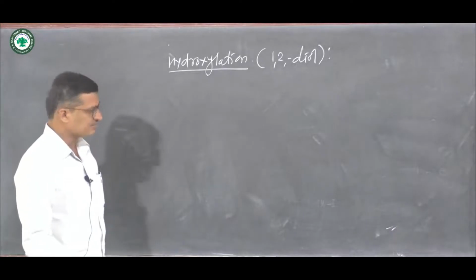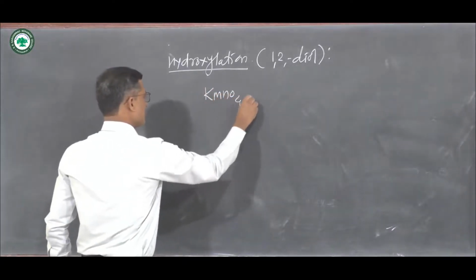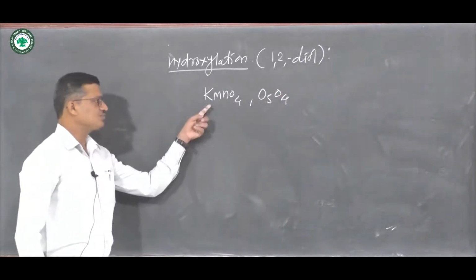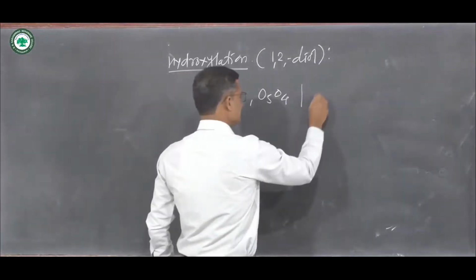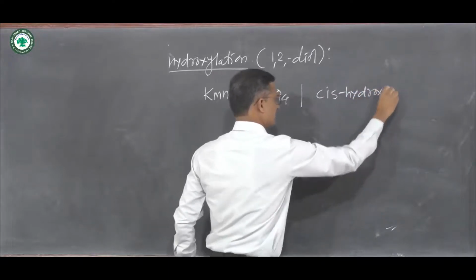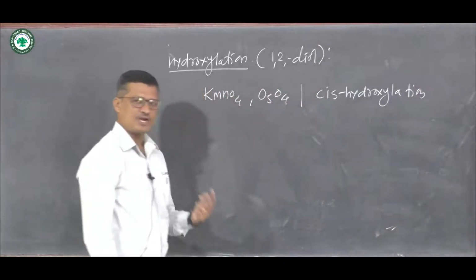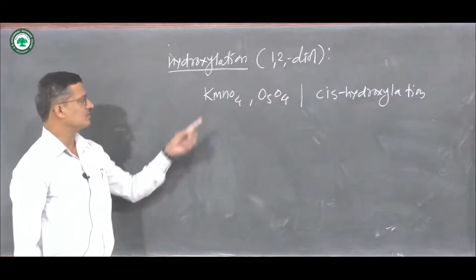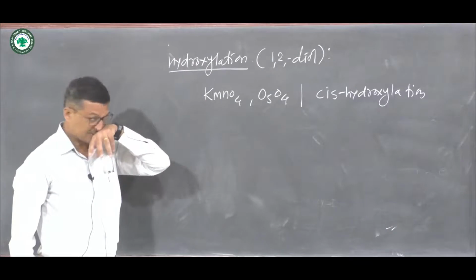In the case of this hydroxylation, we use KMnO4 or OsO4, osmium tetroxide. These two reagents we use for hydroxylation, and then we get a cis hydroxylation product. So if we want both hydroxy groups from the same side, or we want a cis hydroxylation product, then we use these two reagents, KMnO4 and osmium tetroxide.